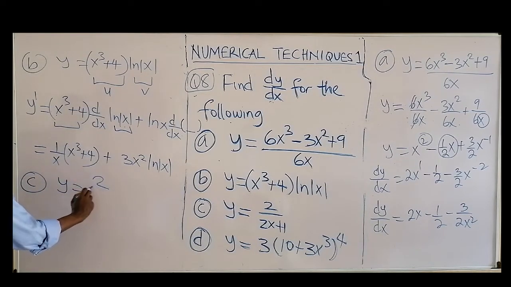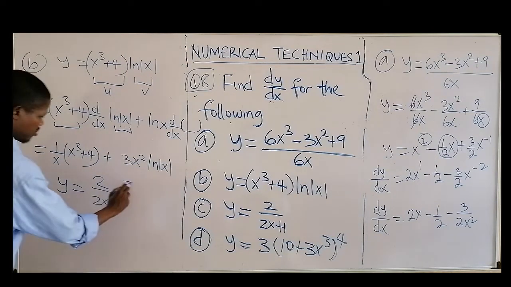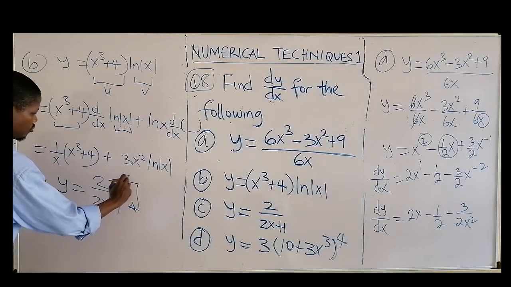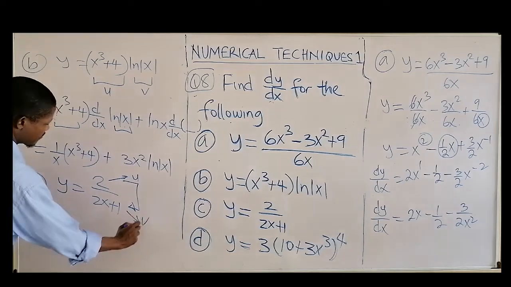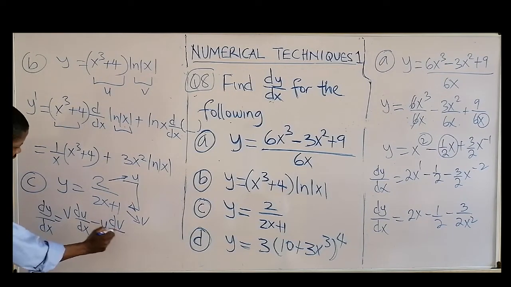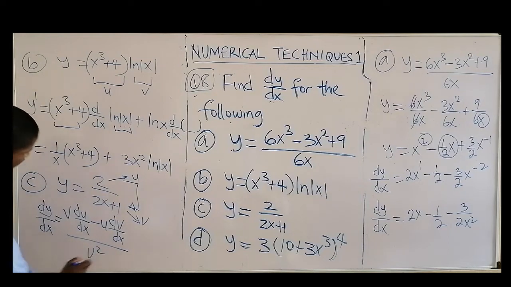y equal to 2 over 2x plus 1. This is a fraction whereby we can use the quotient rule. This is your u, and this is the v. The quotient rule formula is: dy/dx is equal to v du/dx minus u dv/dx, all over v squared. So that's the quotient rule formula, and the quotient rule is for when you have a fraction.